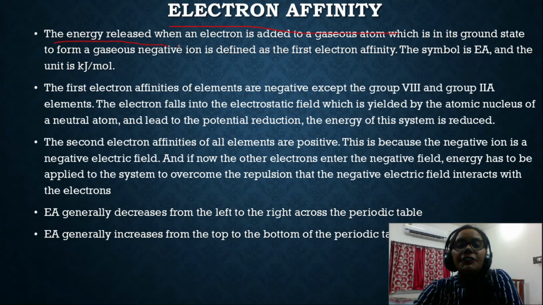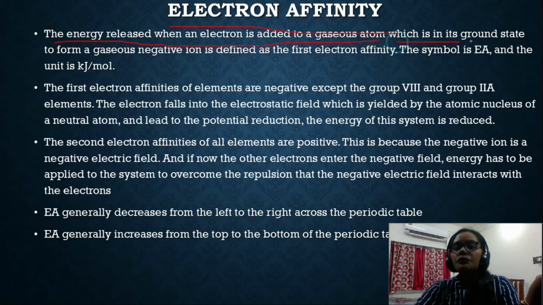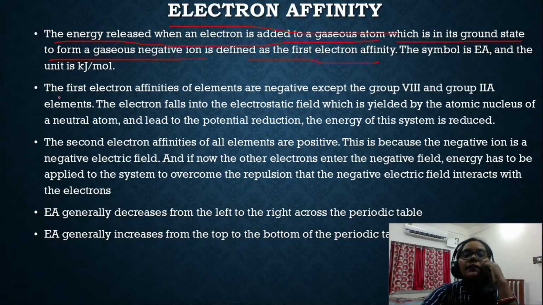The energy released when an electron is added to a gaseous atom in its ground state to form a gaseous negative ion is defined as the electron affinity. Okay, the first electron affinities of elements are negative. There are exceptional cases for group 8 and group 2A that we will discuss later.